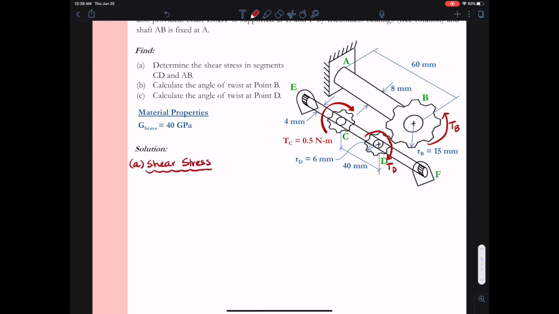So we can take a look and say, okay, what's happening in the different members? If we look at the shear stress in AB, we know our shear stress formula relies upon the torque. So we're going to have to figure out the torque in each of these segments. The torque in segment AB is just going to be whatever the torque being applied to gear B is. But we don't really know what that torque value is quite yet.